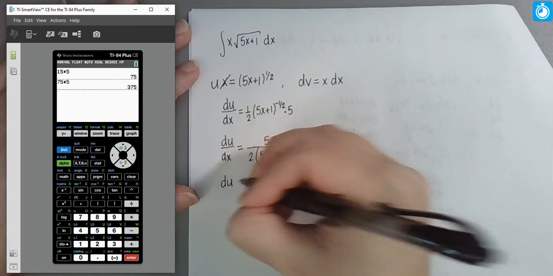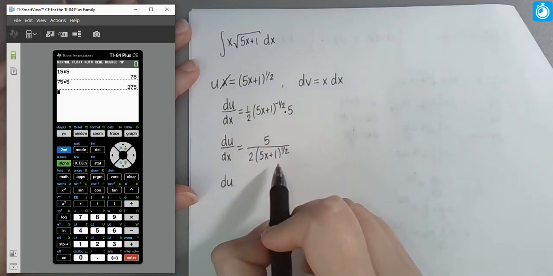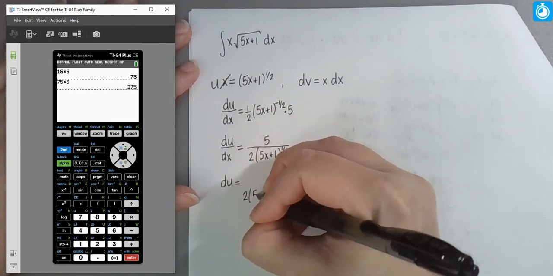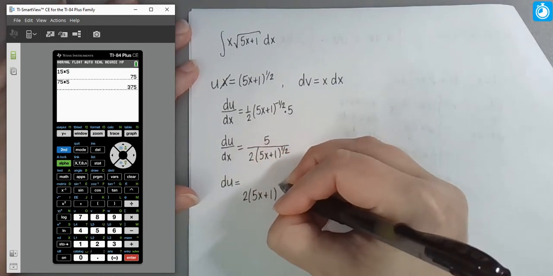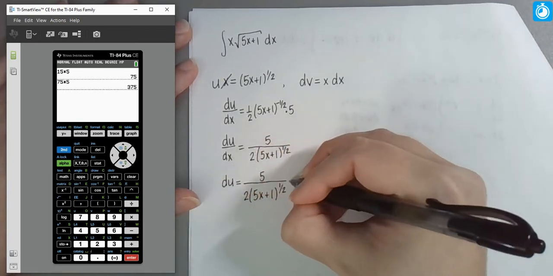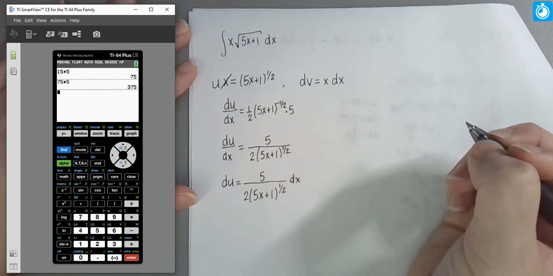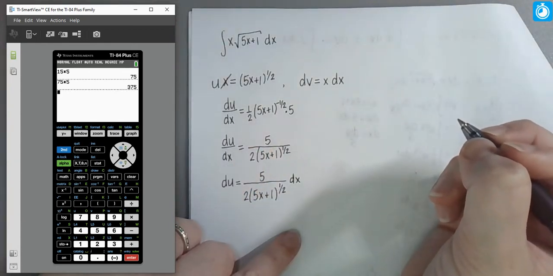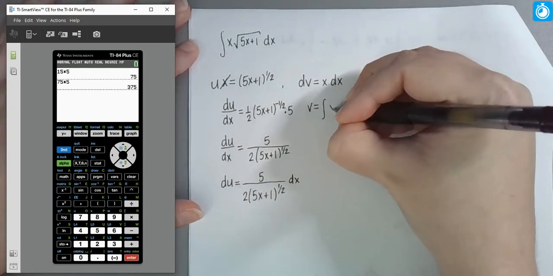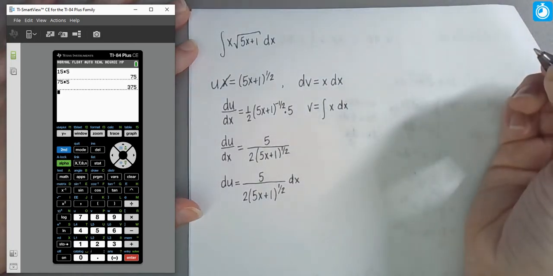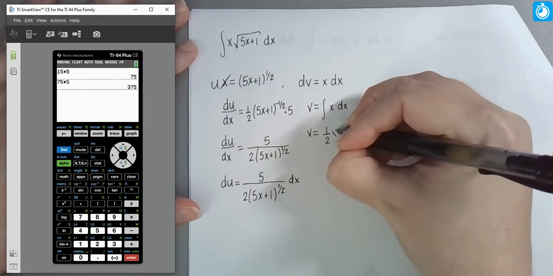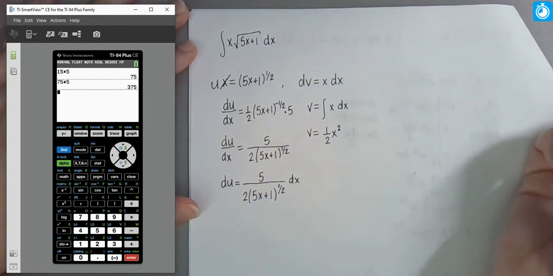So what we need ultimately is du, though, so that's going to be this expression times dx. I'm going to write my denominator first, just so I space it out nicely. So 2 times 5x plus 1 to the 1/2 power. We've got our 5 in the numerator, and then we're multiplying by dx. So this is going to be our du. Our v is going to be the antiderivative of x dx, so that means v is going to be 1/2 x squared.